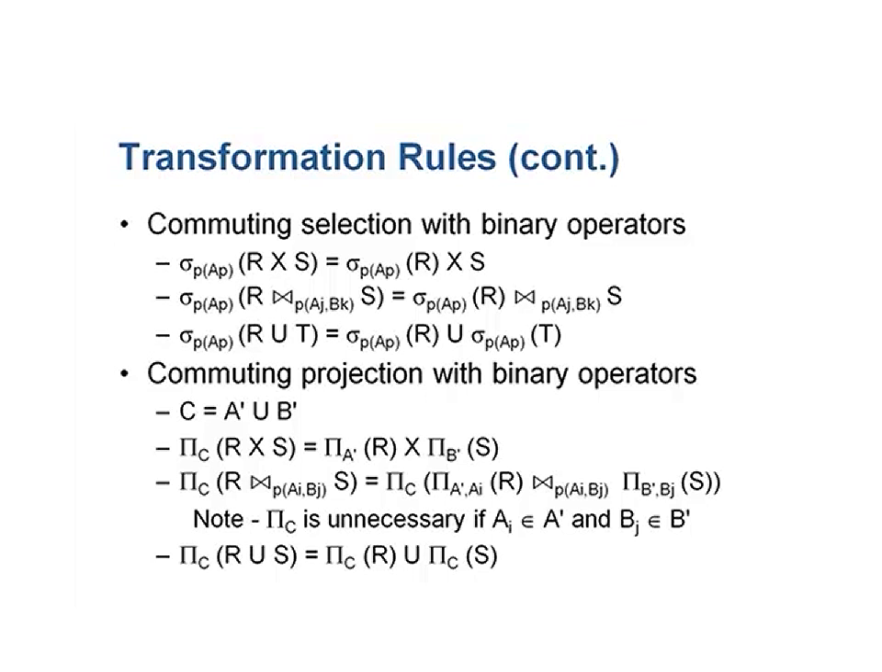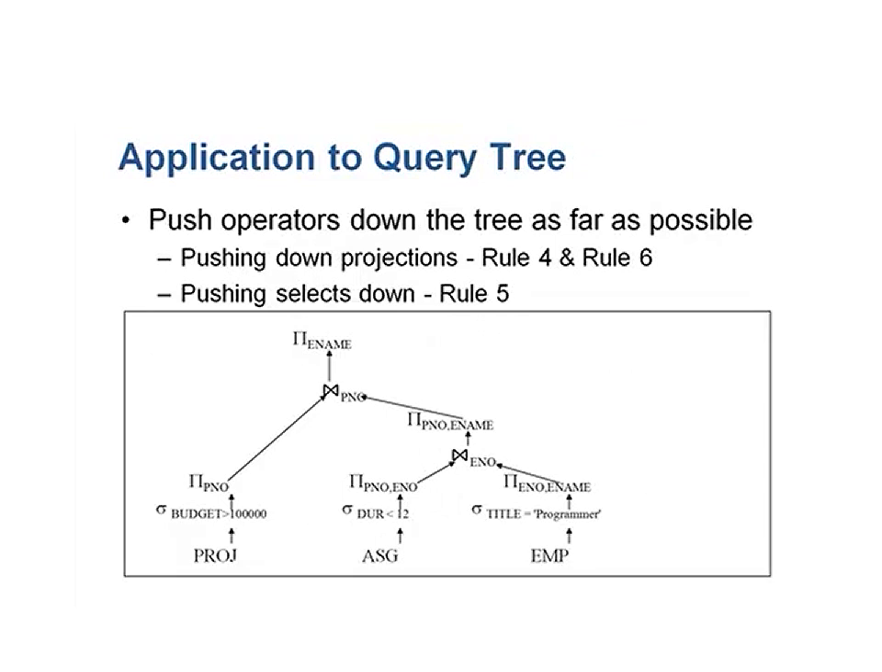If we have projections of certain columns, instead of creating the whole natural join first and then applying the projection, we can push the projections down to the bottom level, and then form the join on the products of the projected rows of each table. Now, applying this to a query tree.